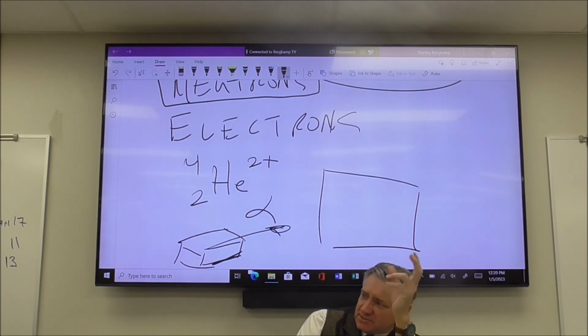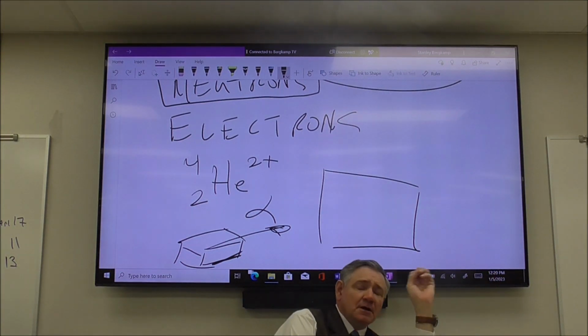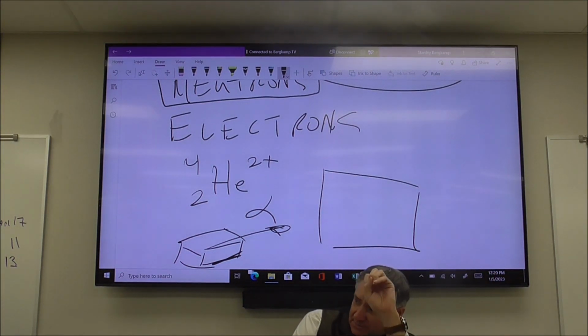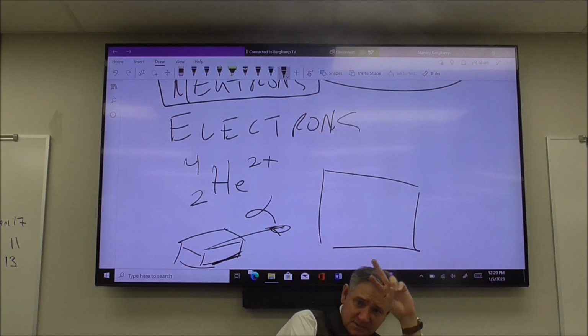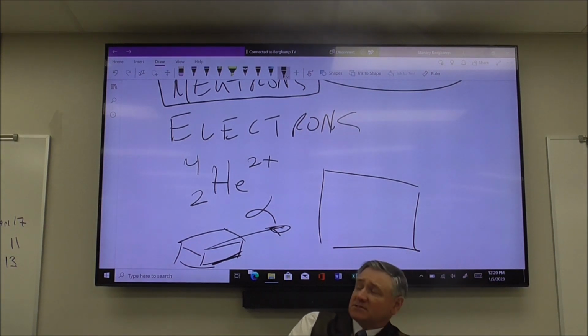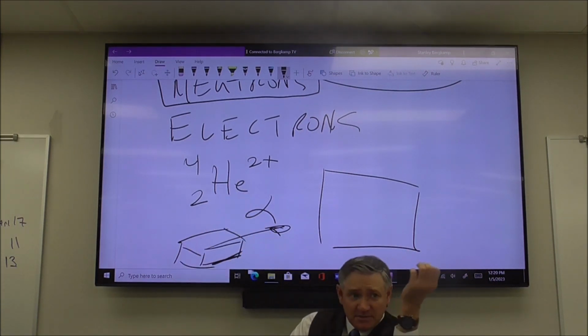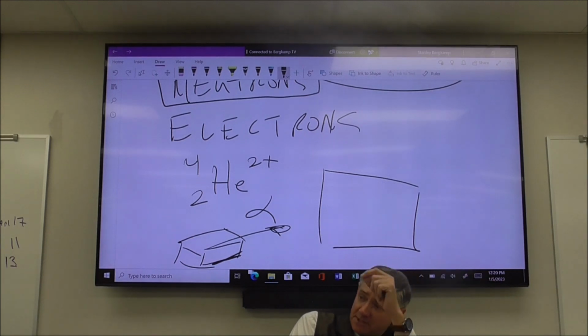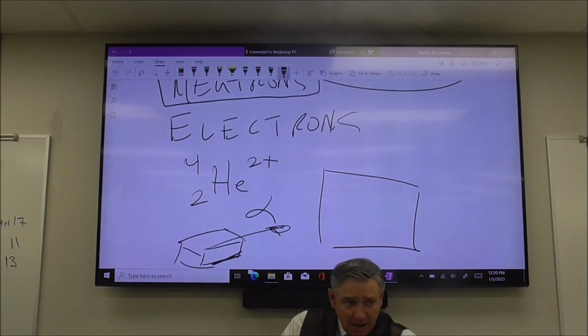Sometimes you'll see the protons and neutrons referred to as nucleons. So that's what's contained in the nucleus. You have two primary particles in the nucleus: protons and neutrons. So this says that if you were to look at the nucleus of this, there would be 2 protons and 2 neutrons. This number here represents the atomic number.